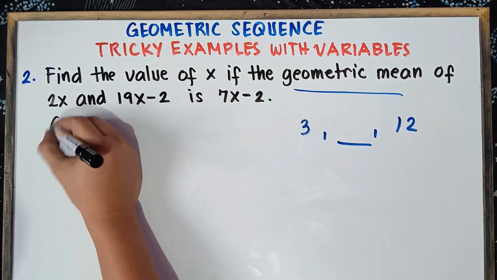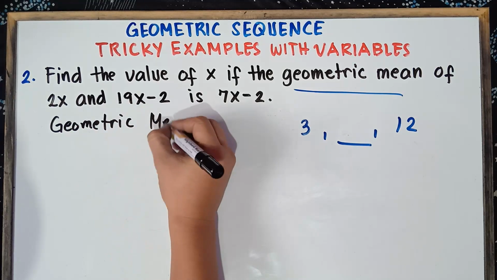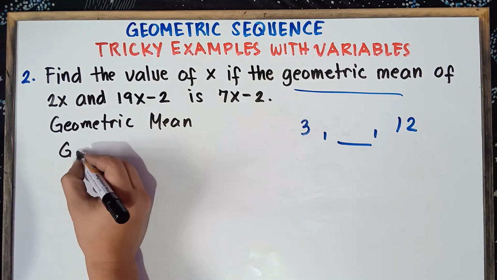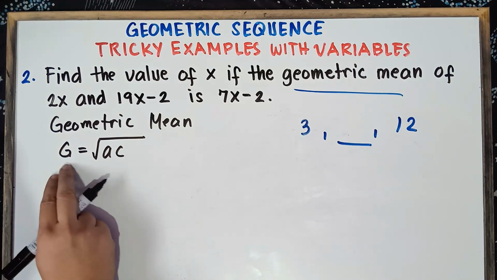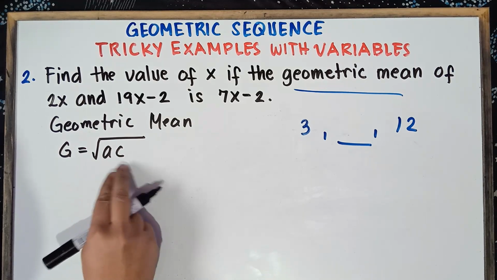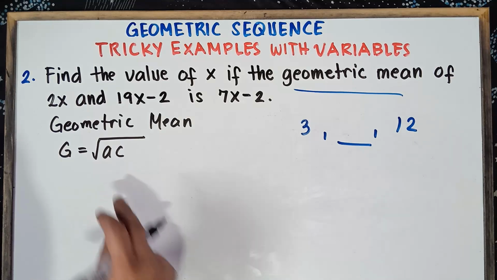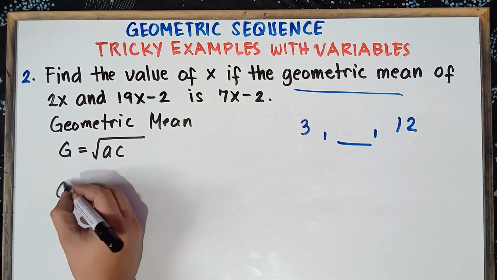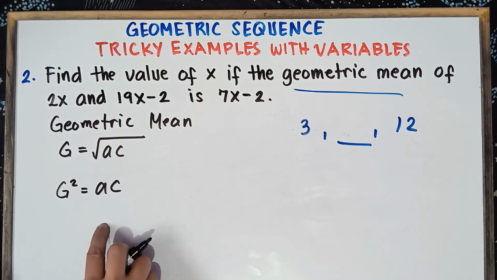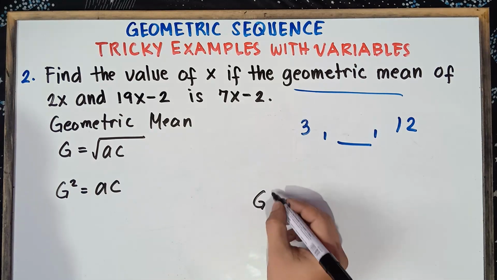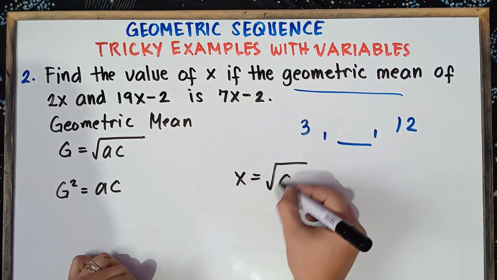So the formula for geometric mean is equal to the square root of A times C. That will be the product of A and C. So, square root of the product of A and C. Or we can write this one as geometric mean, or G squared, is equal to AC. Once again, class, this is just the same. G squared or geometric mean, you can put X. Geometric mean is equal to the square root of AC.